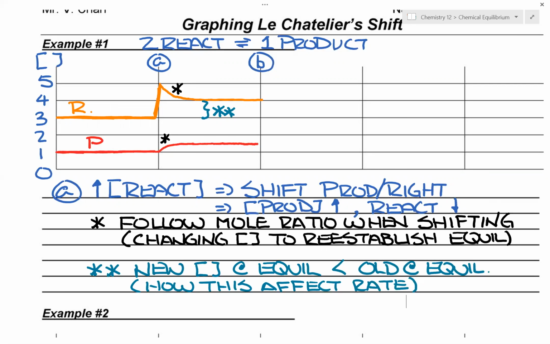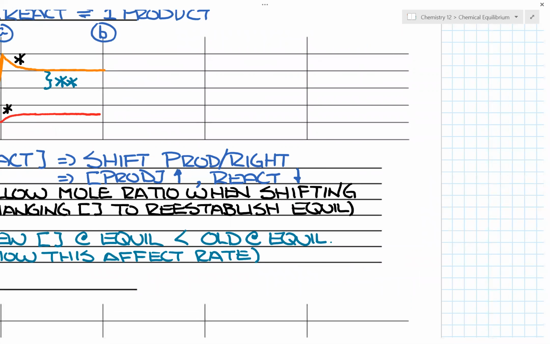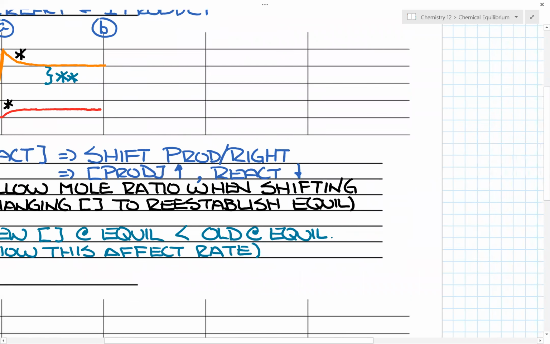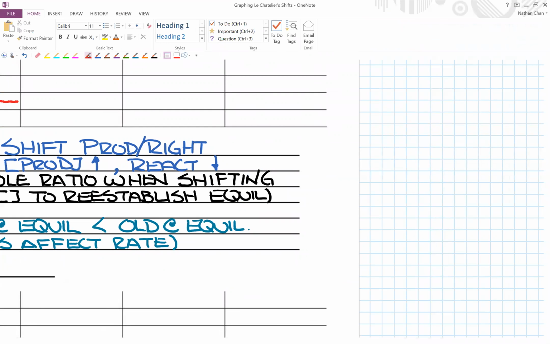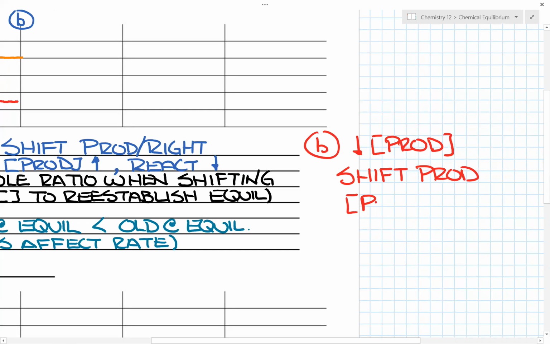Now, I didn't have enough space here, but let's say scenario B, I decrease my products. So scenario B, I decrease my concentration of product. What will happen is that it will shift to the right, and the concentration of products will increase.